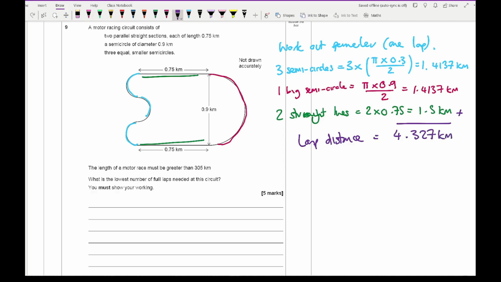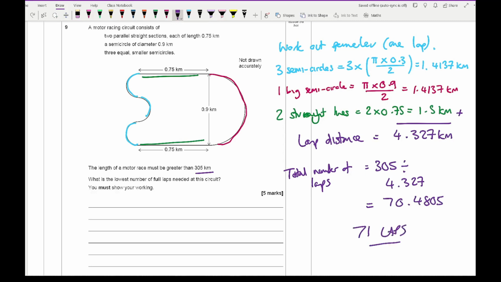Then in terms of the total number of laps, I do the minimum distance, which is 305, divided by the lap distance, and that gives me an answer of around about 70.485. So then the total number of laps needed is going to be 71 laps.